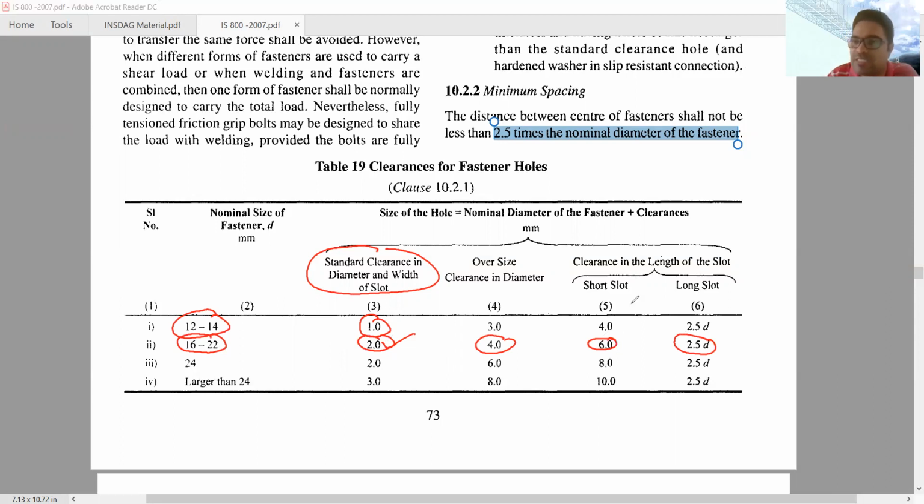These long slots and oversize holes are generally used with high strength friction grip bolts. But in case of bearing bolts or normal bolts, generally we use the standard clearance hole, which has different values: 1 mm for bolt dia up to 14 mm, 2 mm for bolt dia up to 22 mm, and for 24 also it will be 2 mm. And if we are using a bolt dia larger than 24, then the clearance will be 3 mm, which means if we are using a bolt of 27 mm dia, then the dia of the hole will be 27 plus 3, which is 30 mm. So this is how we calculate the dia of the hole.